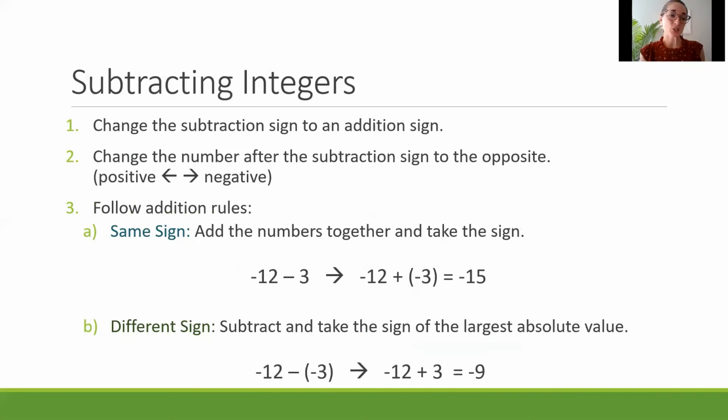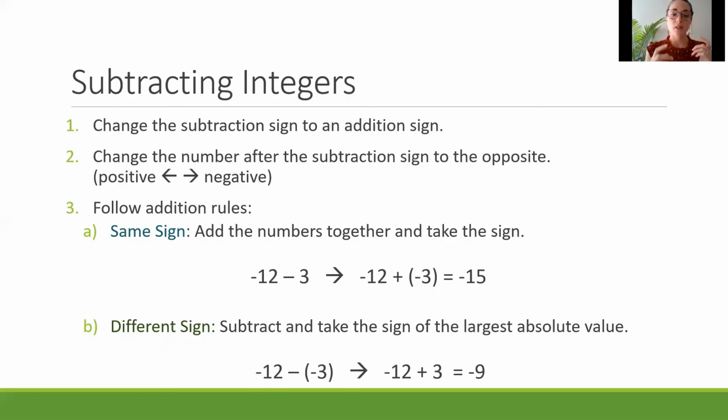For subtracting integers, we're going to do some of the same stuff that we did on our last slide with adding, but this time we have an extra step. First, we need to change the subtraction sign to an addition sign. Then we need to change the number after the subtraction sign to the opposite. So if that number was positive, we need to make it negative. And if it was negative, we need to make it positive. And then we'll follow the rules for addition.